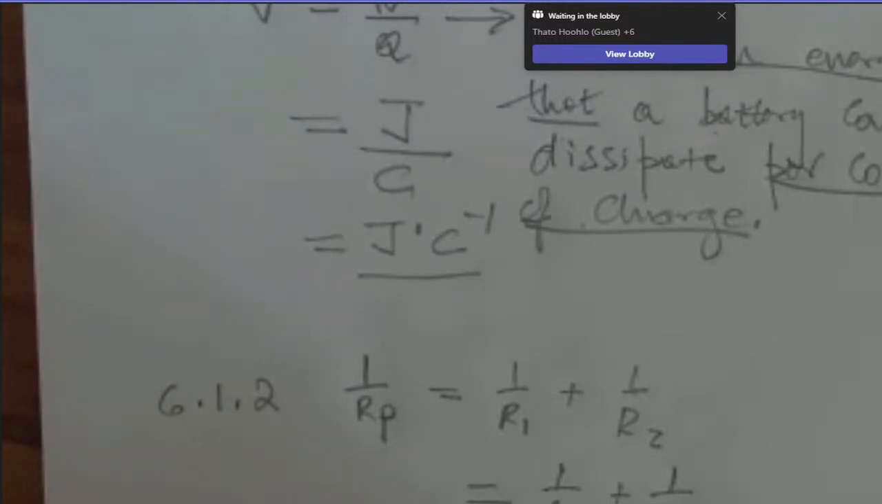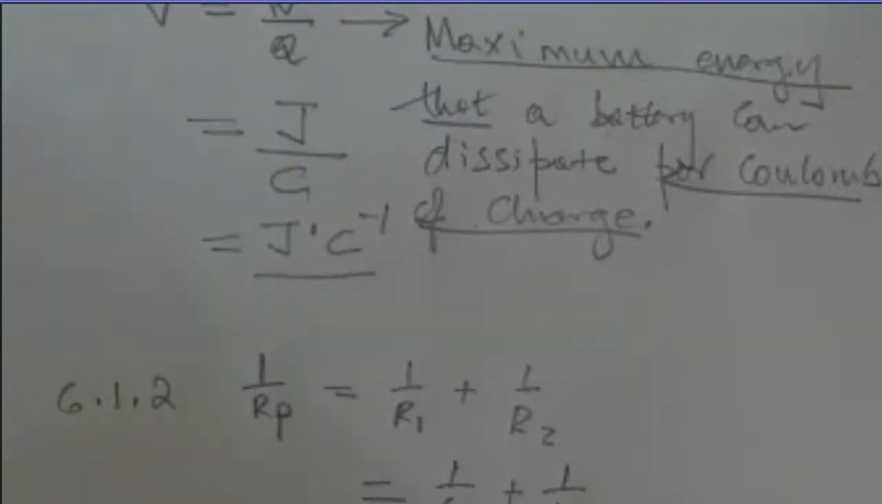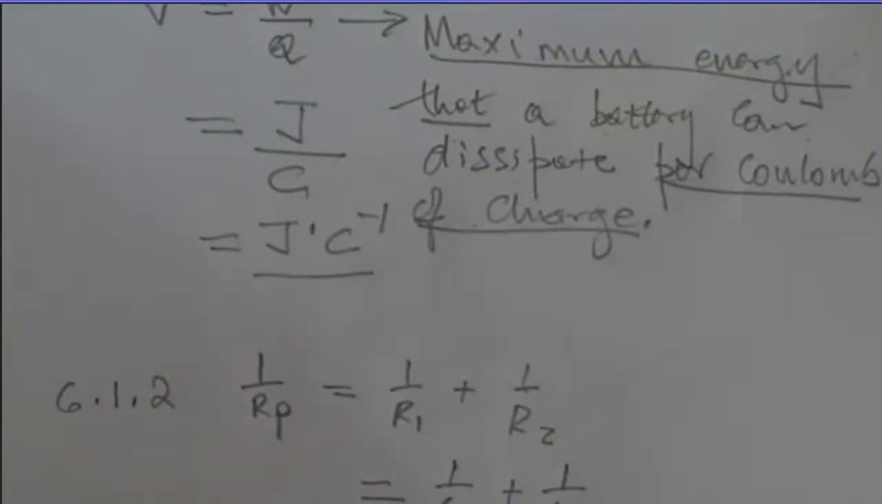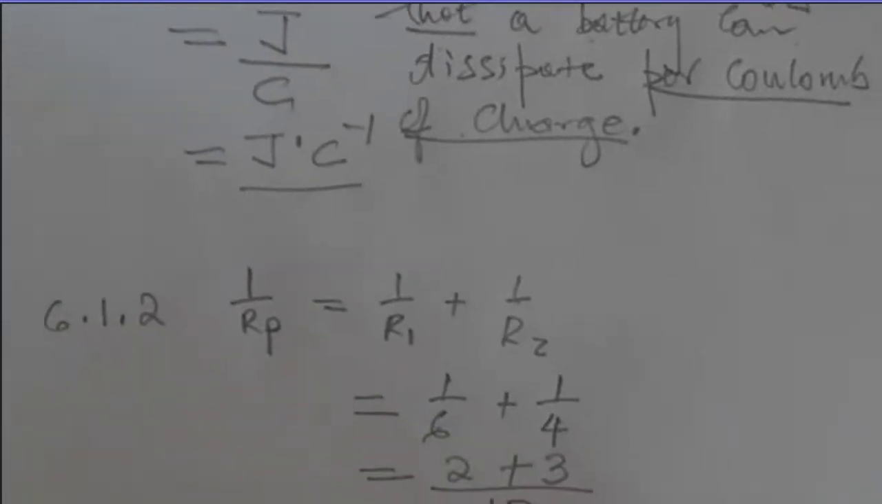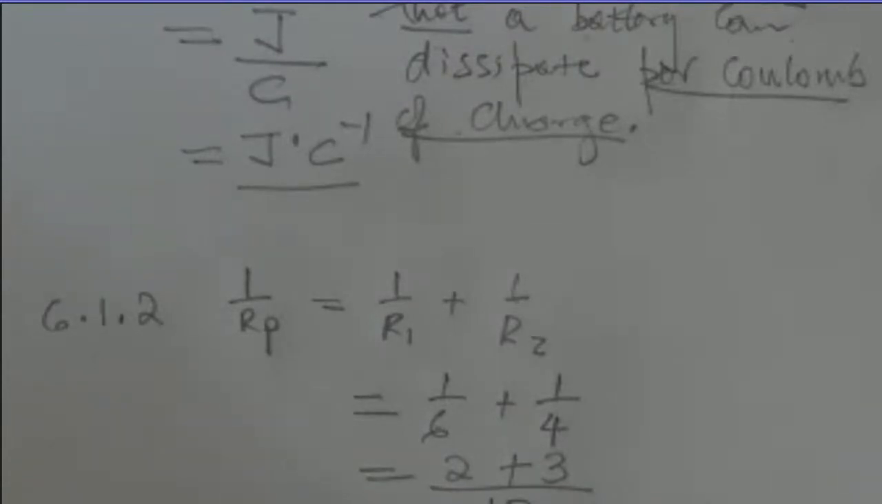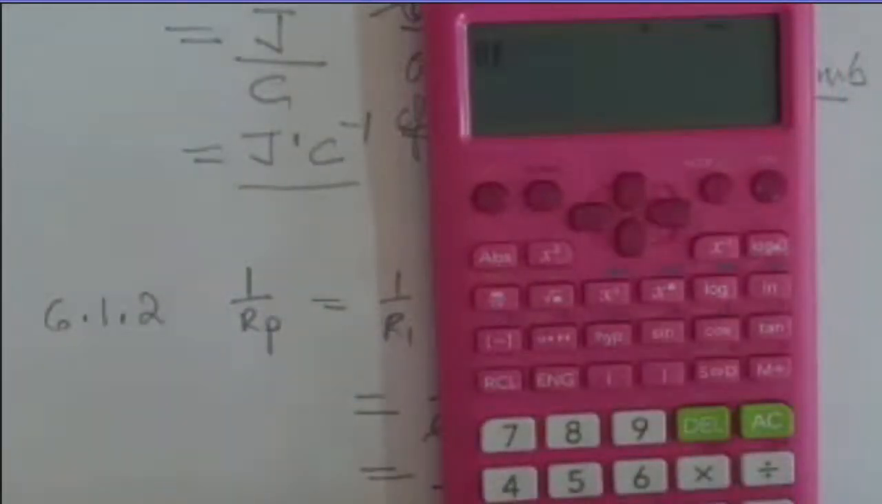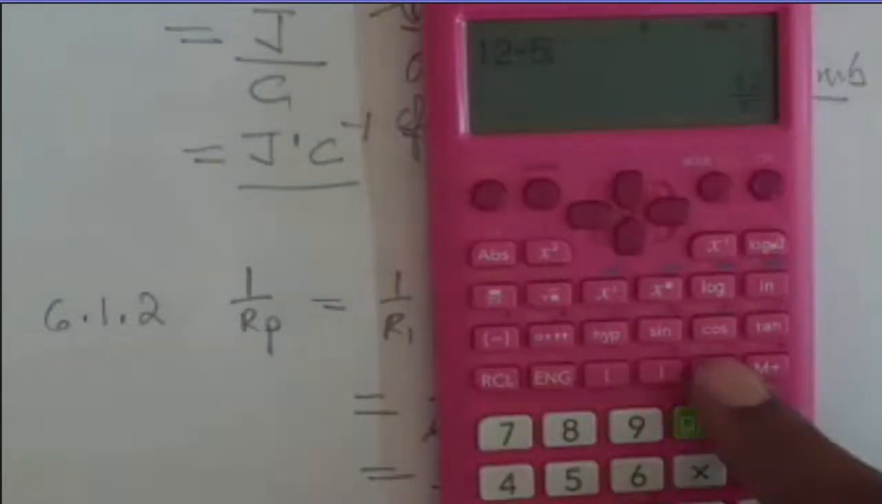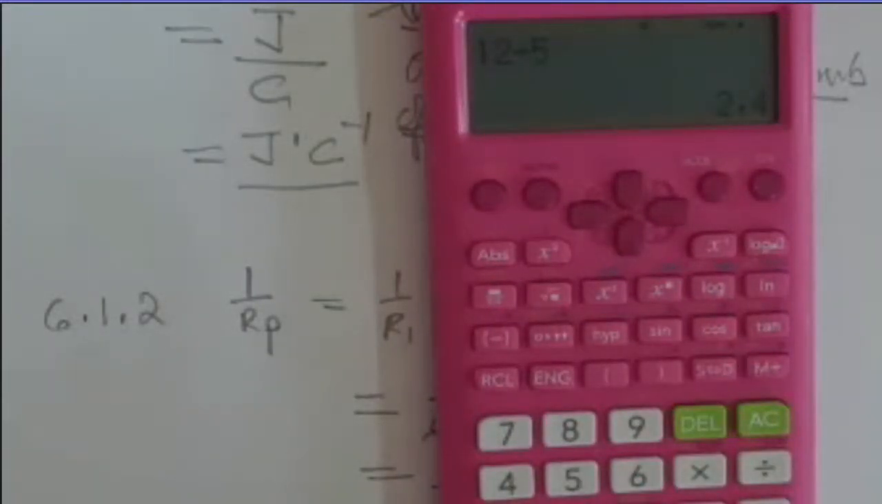So I'm still having 1 over Rp. So what I want to calculate, actually I want to calculate Rp. I'm looking for that one. So I can do cross multiply. So it will be 5 Rp is equal to 12. Then I divide by 5. So therefore, my R parallel is equal to, then I take out my calculator. If you take the calculator, it will be 12 divided by 5. So I'm getting 2,4. It will be in ohms.